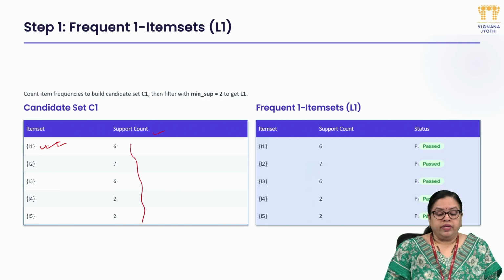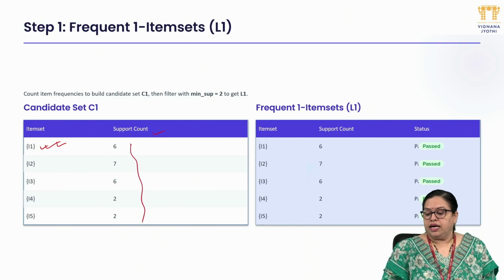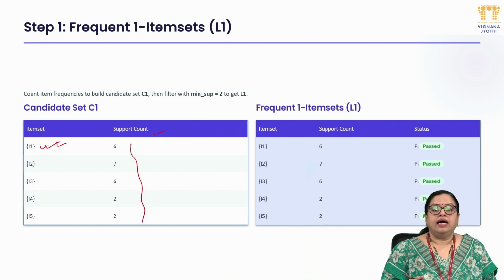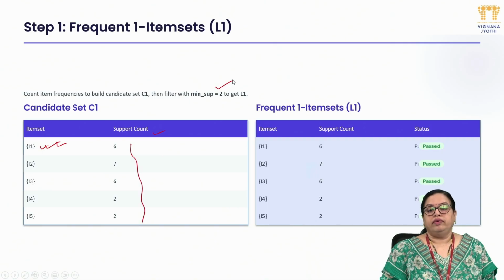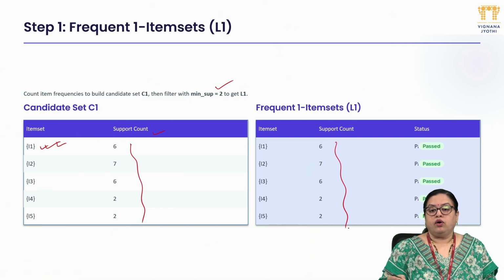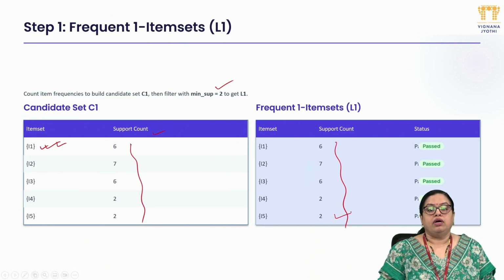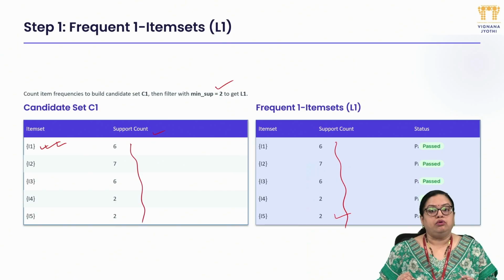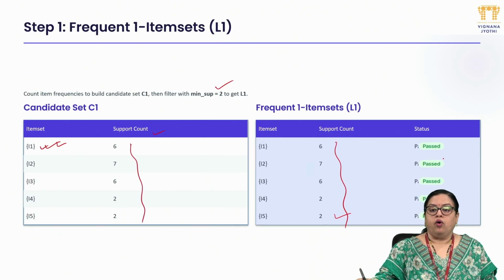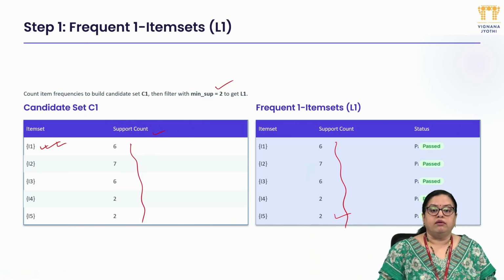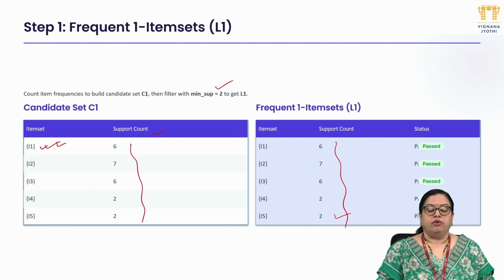Here we count and find out whether the count is more than 2 or not, since 2 is the given minimum support. We find that all are more than 2 or equal to 2. We consider equal to as well, because the minimum is 2, so 2 or more can be taken. So here we write pass for all of them. That means all the items pass the minimum support of 2 for the one item set.